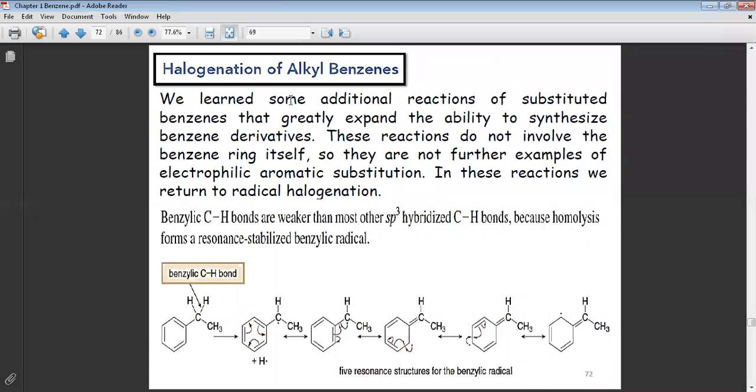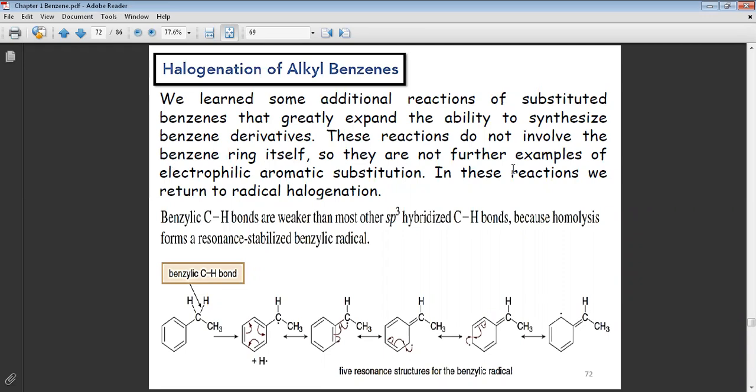Okay, we learned some additional reactions of substituted benzenes that greatly expand the ability to synthesize benzene derivatives. That means from benzene we can prepare many derivatives. These reactions don't involve the benzene ring itself. The reaction is on the alkyl group, so they are not further examples of electrophilic aromatic substitution. The halogenation of the alkyl benzene is not electrophilic aromatic substitution.